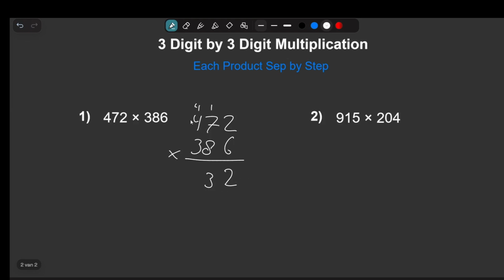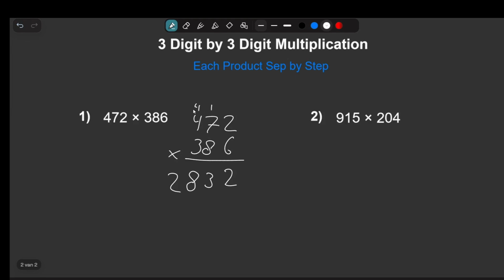Now we're going to do 6 times 4. 6 times 4 equals 24, plus this 4 equals 28. We write our 8 down here, and because we have no digits left to carry, we just write our 28 right over here. This is the first partial product. We basically just did 6 times 472. Now we're going to do 8 times 472.